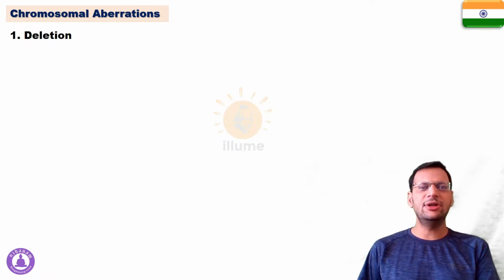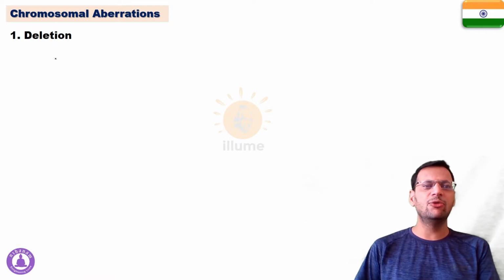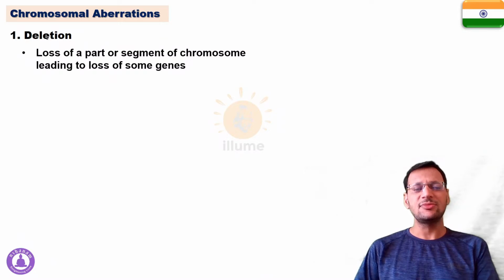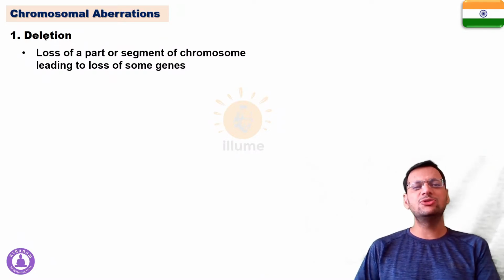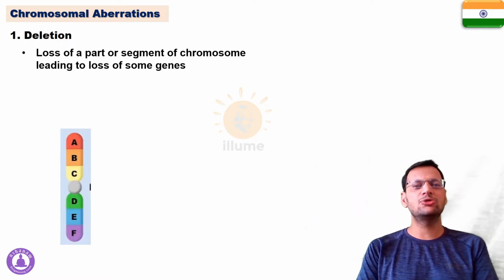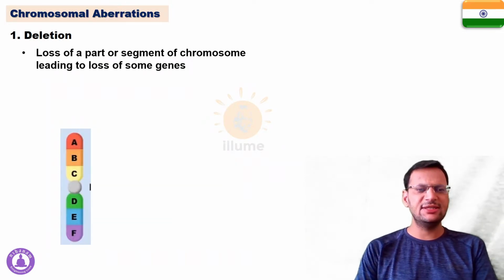See, as I told you, deletion is a chromosomal aberration. That means it involves a change in the structure of a chromosome. Deletion, as the name suggests, is removal or deletion of a part of the chromosome. There is a loss of a part or a segment of the chromosome which leads to the loss of those genes. We all know genes are present on the chromosomes only. If there is a loss of any part of a chromosome, then all the genes present on that part will be lost. Let's understand this with a very basic figure.